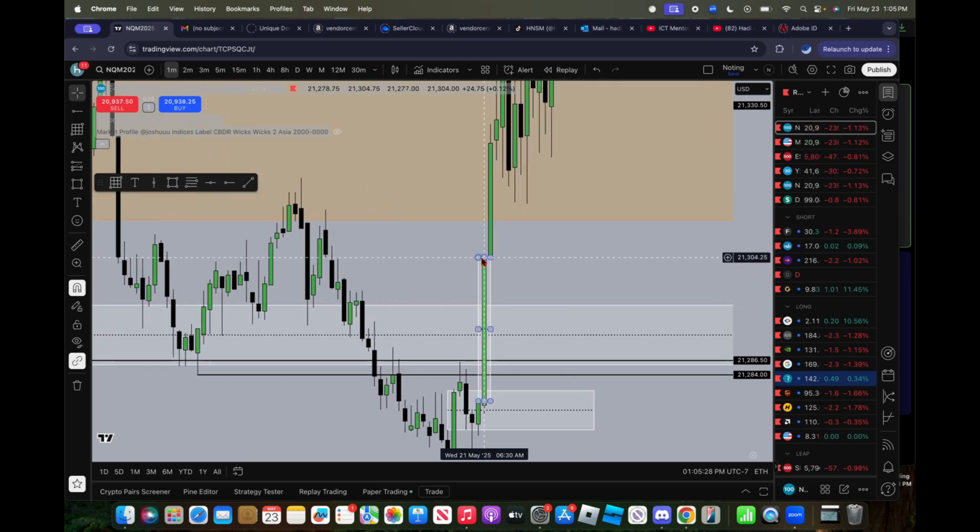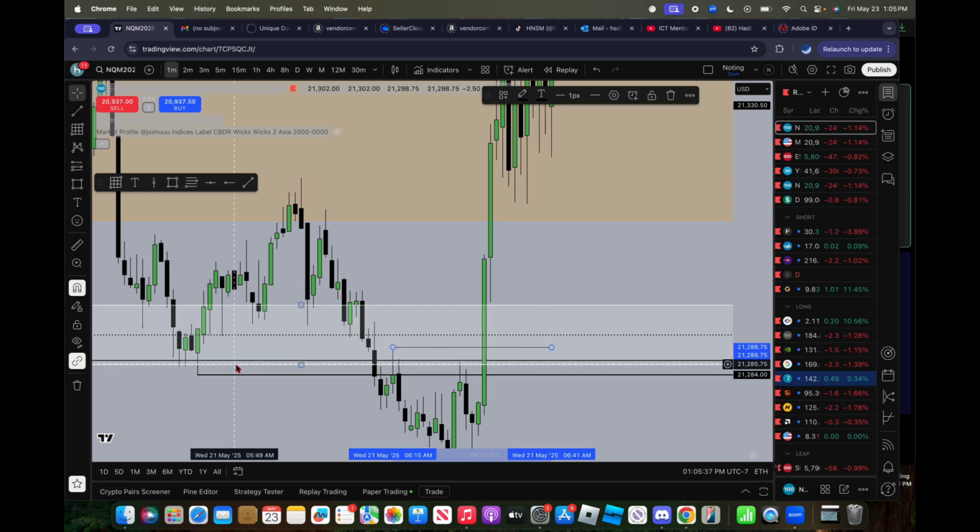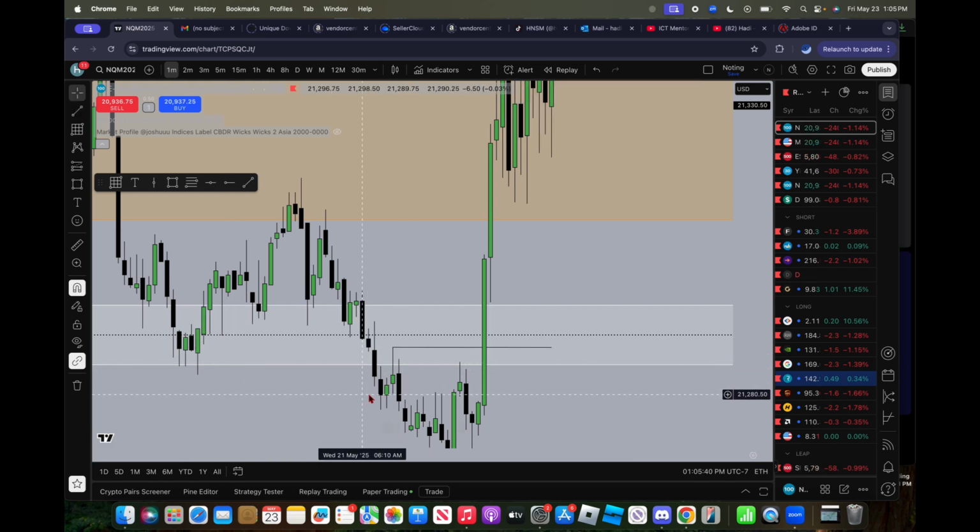And what do we do? What do we create right here? A volume imbalance right here. And what are these? Relative equal highs. So volume imbalance logic is there.